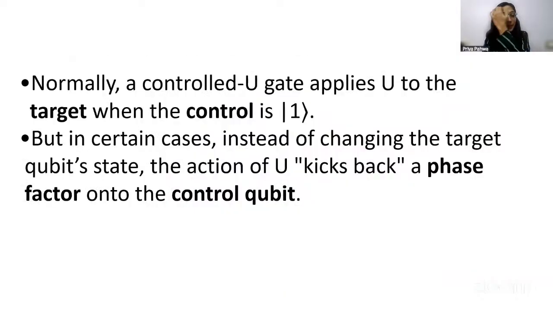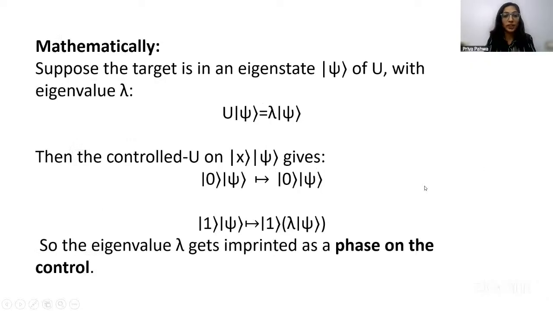Now I'll make you understand what it actually means mathematically and technically. Normally a controlled-U gate applies U to the target when the control is one. But in certain cases, instead of changing the target qubit state, the action of U kicks back. A phase factor comes into the picture. So let's move on, and I'll try to explain mathematically.